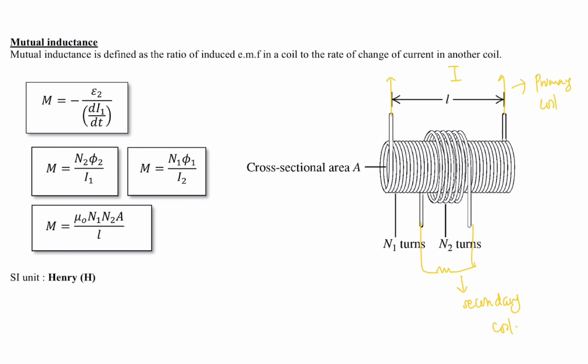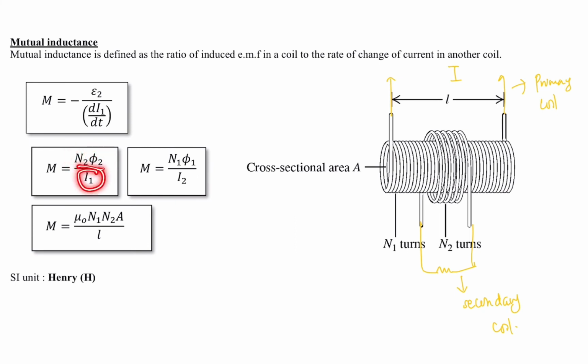So for mutual inductance, the equation will be M equals negative induced EMF in the secondary coil over di1 over dt. It means that to calculate the induced EMF in the secondary, we must take into account the change in current in the primary coil.